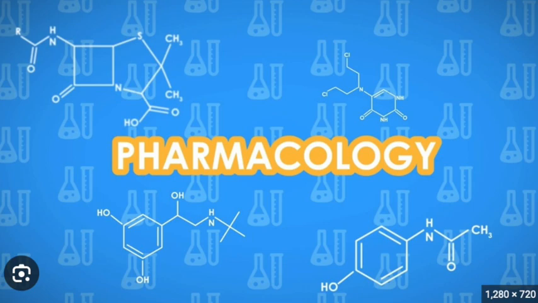Angiotensin II. What receptor does angiotensin II act on? Well, I hope you're saying AT1. What does angiotensin II do to cardiac output? It has no effect on cardiac output. What effect does it have on systemic vascular resistance? It increases systemic vascular resistance.